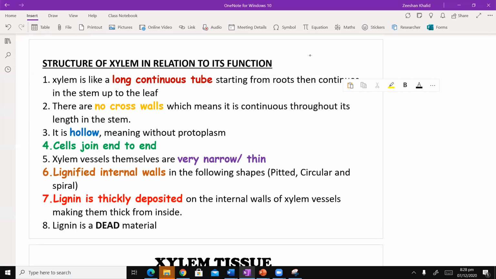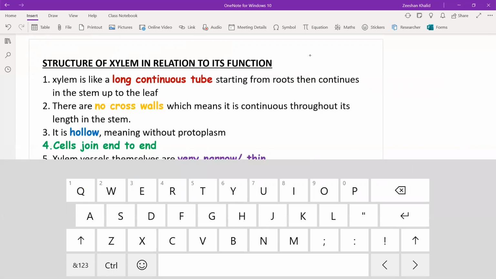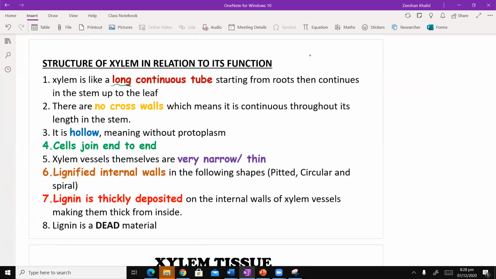Okay, now the first point, as you can see, is that xylem happens to be a long continuous tube starting from the roots and continuing up to the stem. The fact that it's a long continuous tube means that water can easily travel. What I mean by continuous is that there are no obstructions in between. That is, the path is open. The water can easily travel from the roots, even if you have a tree that is literally 40-50 feet in height.